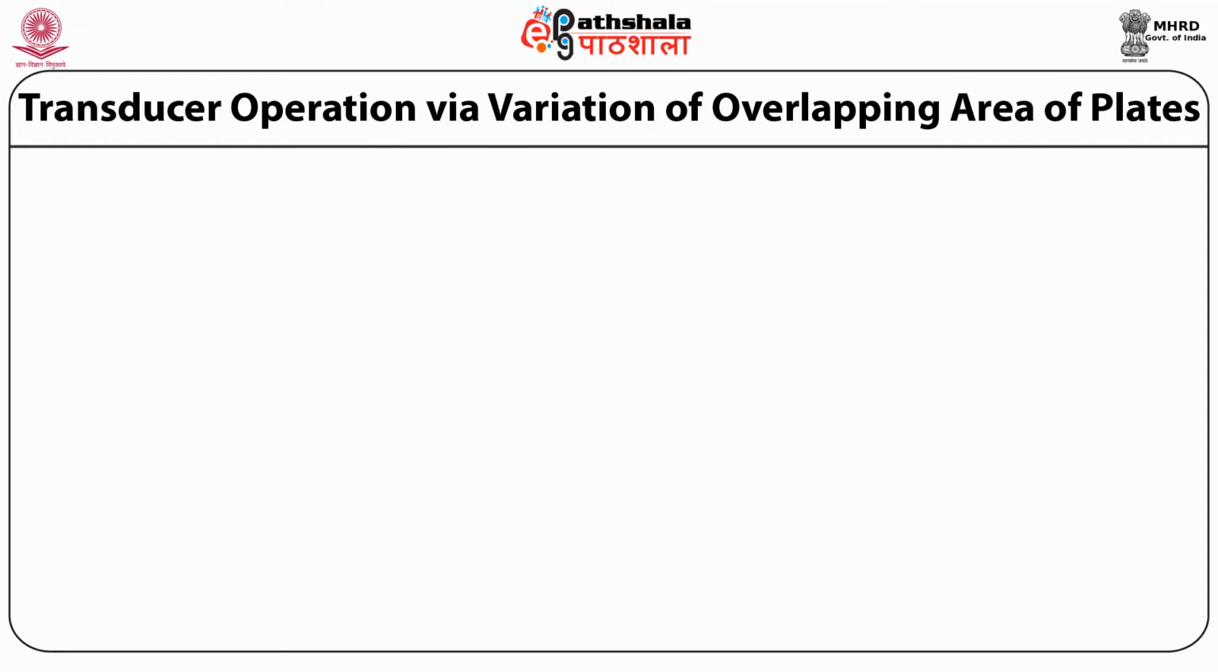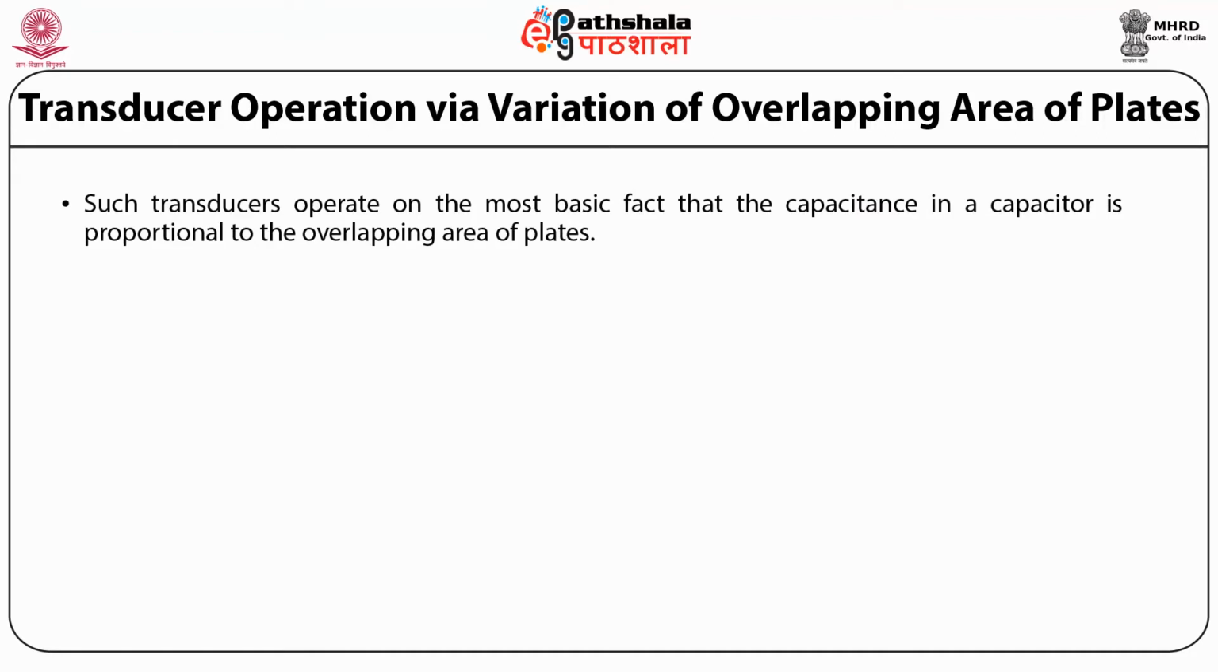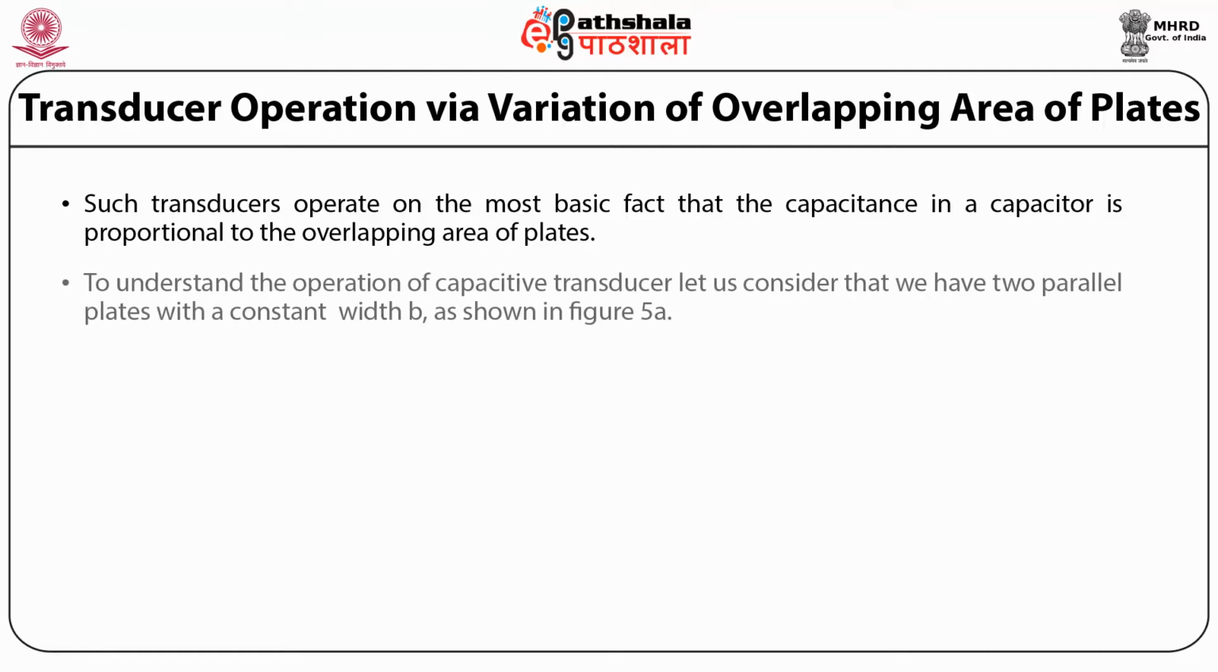Transducer operation via variation of overlapping area of plates. Such transducers operate on the most basic fact that the capacitance in a capacitor is proportional to the overlapping area of plates. To understand the operation of a capacitive transducer, let us consider two parallel plates with a constant width B, as shown in figure 5a.